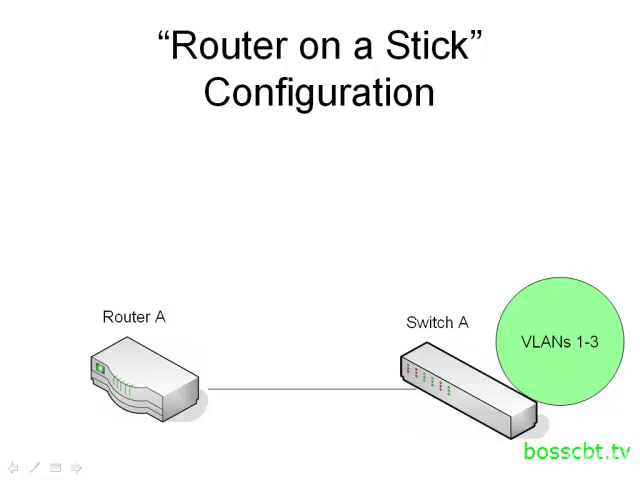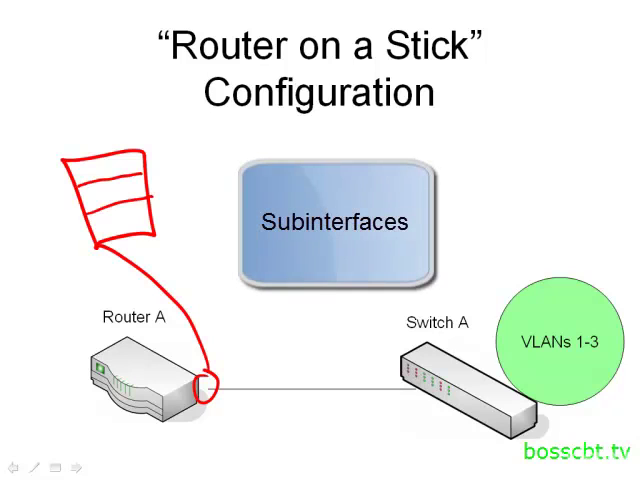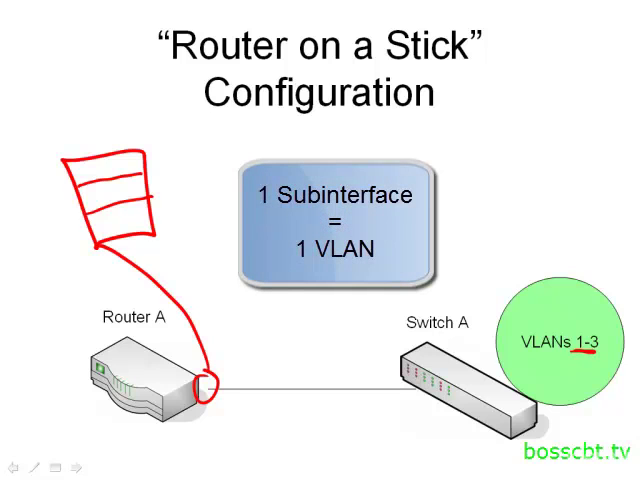Now on the router side, things are going to be a little bit different than what we've encountered so far. Let's start with the router's Ethernet interface. In order for the router to perform like a trunk, we're going to have to imagine, just logically speaking, that we divide that interface into what we call sub-interfaces. And each sub-interface is going to correspond to a different VLAN on the switch.